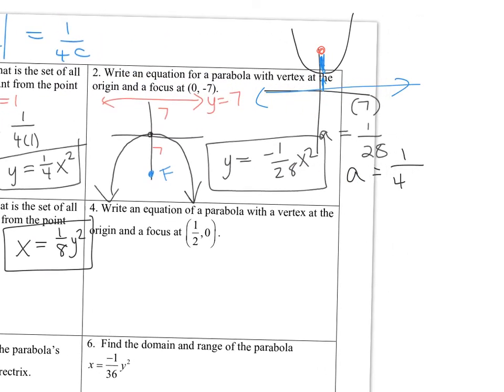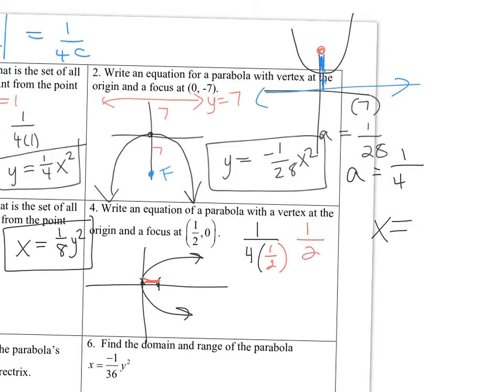And then number 4, write an equation for a parabola with vertex at the origin and focus at (1/2, 0). So here's my 1/2. It's on the x-axis. Origin going this way. Again, it's going to be positive, and it's going to be x equals, because it's going side to side, so A is going to be positive. So I use my formula 1 over 4 times C. C, the distance, is 1/2. So I want to get what my A is. So it's x equals 1/2 y squared because it's positive. It's on the x-axis.